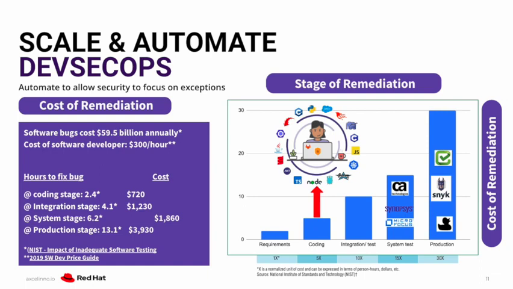So if you look at the coding stage versus the production stage, $720 versus $3,930. That's a hefty increase. If we think about that, 720 versus 3,930.